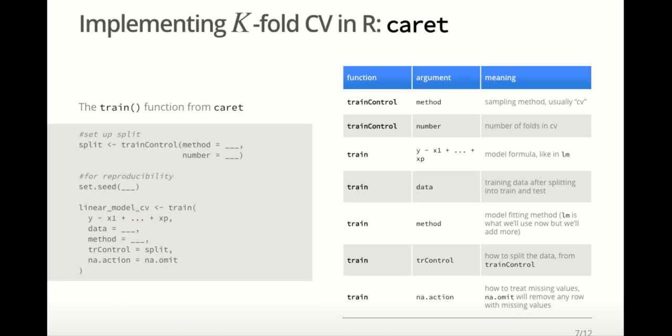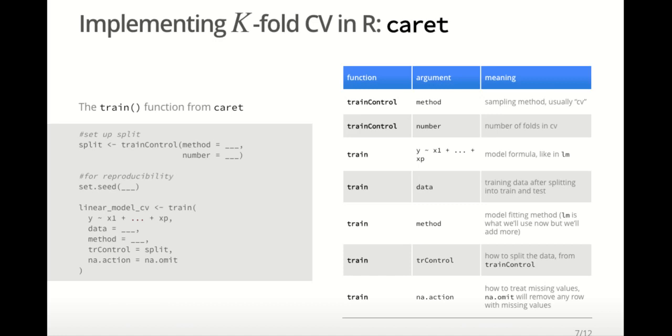The trainControl function sets up the sampling methodology before the full cross-validation process is executed. For now, we will only use 2 of its arguments. Method is the sampling method we want to use, CV for cross-validation, but we will use others later. And number is the number of folds in cross-validation. Once that is set up, we can move on to the train function, where the cross-validation is actually executed.